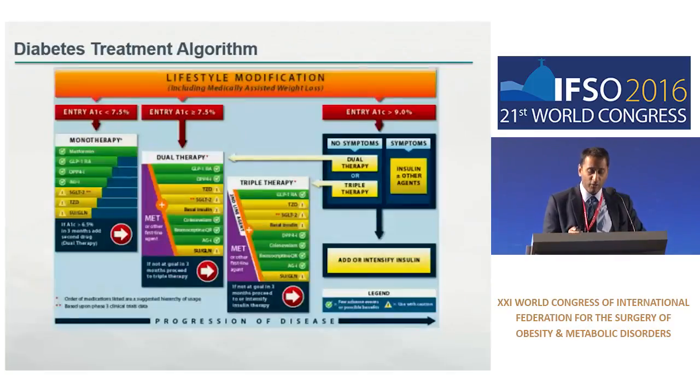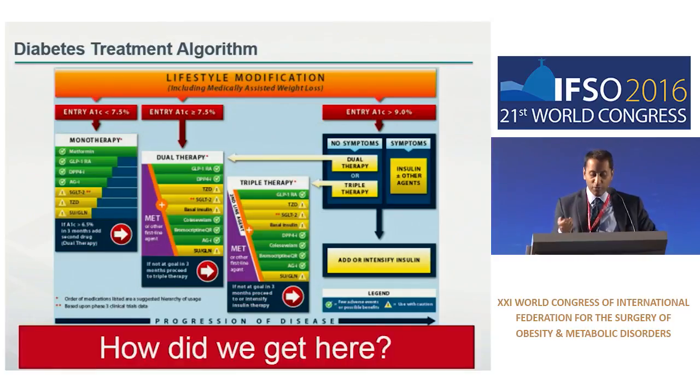And yet, we somehow ended up with a diabetes treatment algorithm that is extraordinarily complex, which makes you wonder, how did we get here? How did we get to a point where we have so many different molecules and so many very clear-cut recommendations from societies, but one that works so poorly in day-to-day practice? So I found myself scratching my head and looking for an alternative.